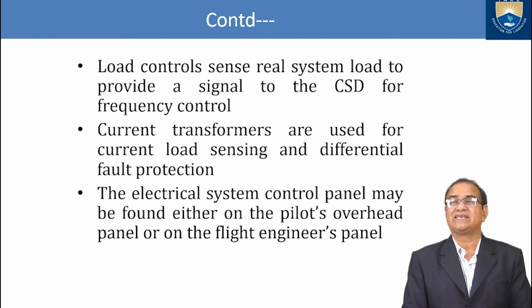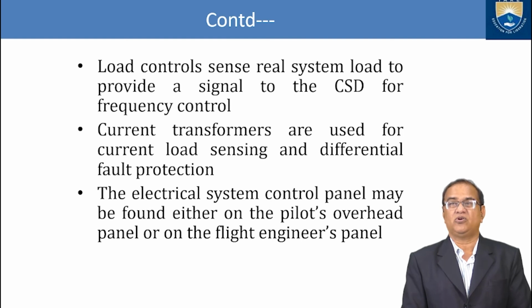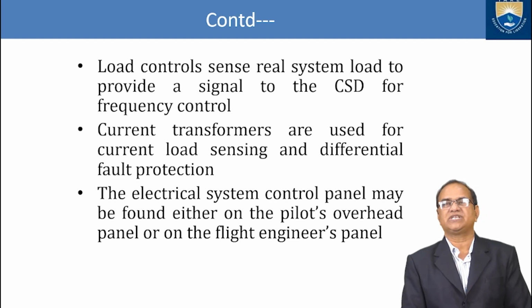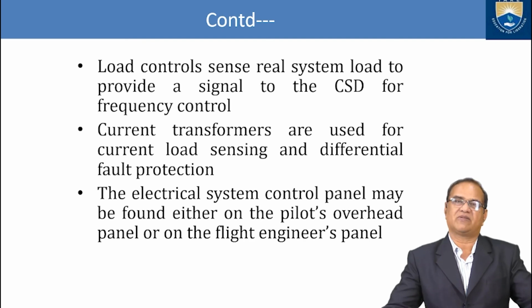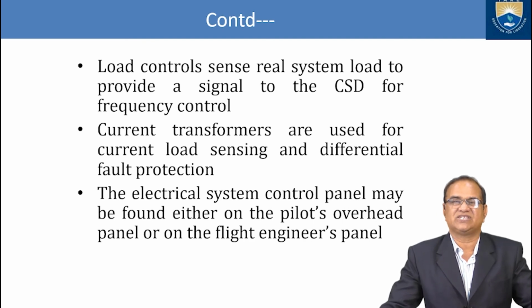So load control sends real system load to provide a signal to the constant speed drive for frequency control. If the load is more or less, the signal will be going to the CSD and it will maintain the proper frequency. Current transformers are used for current load sensing and differential fault protection. If the load is increasing or decreasing, the current transformers will be sensing, and they will take the necessary action to protect against the fault.